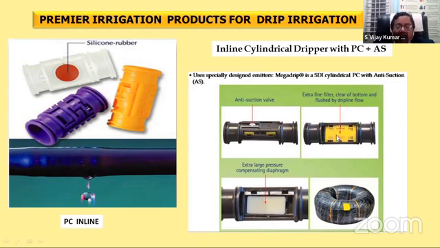Then we have a fine filtration system, and any particle that will even by chance get in will also get filtered. And we have an extra large pressure compensating diaphragm, which will ensure that the discharges are kept uniform, and it will also be a physical root barrier for the drip irrigation system.